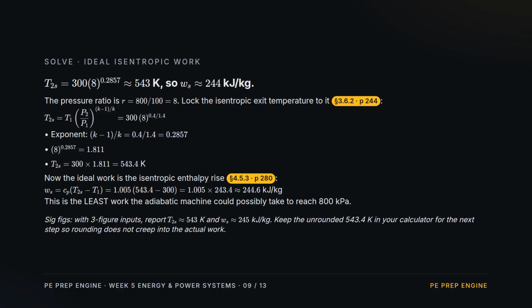Step 1. The ideal work. The pressure ratio is 8. Raise it to the exponent, (k-1)/k, which is 0.2857, and you get 1.811. Multiply by the inlet 300 Kelvin, and the isentropic exit temperature is 543 Kelvin. Then, the ideal work is Cp times that temperature rise, 1.005 times 243, about 245 kilojoules per kilogram. That is the least work an adiabatic machine could take to reach 800 kilopascals.